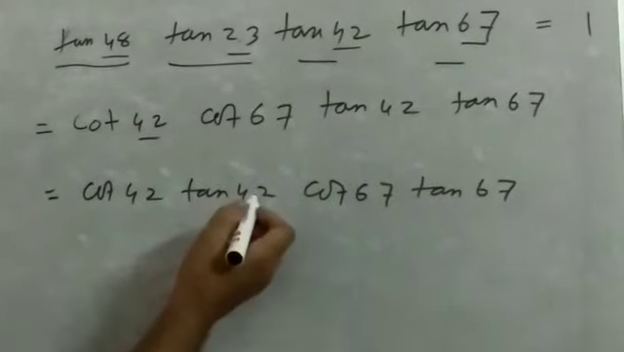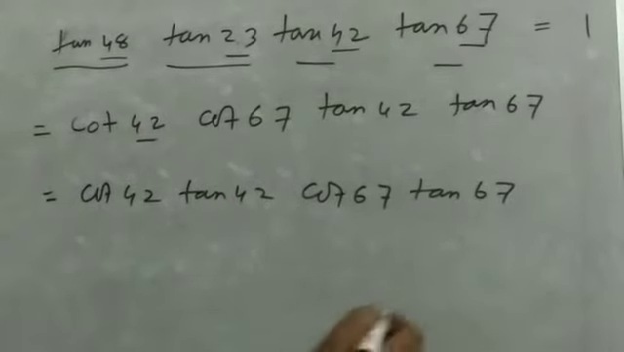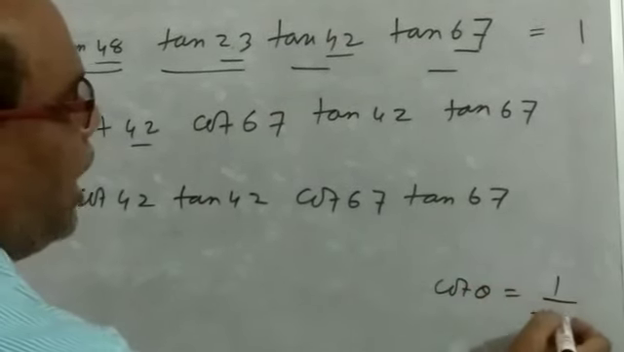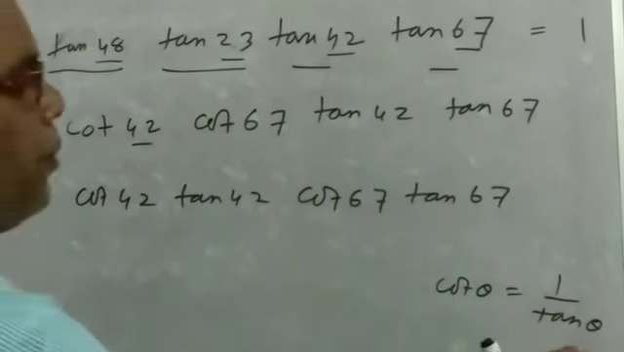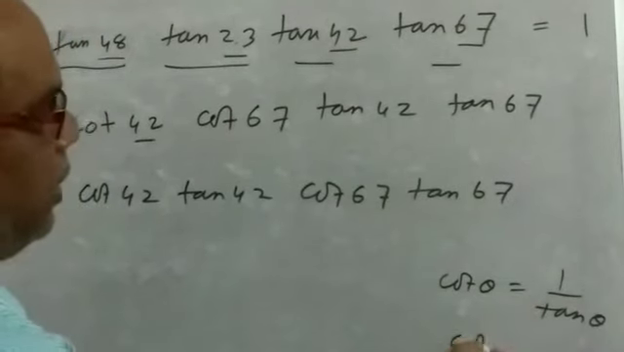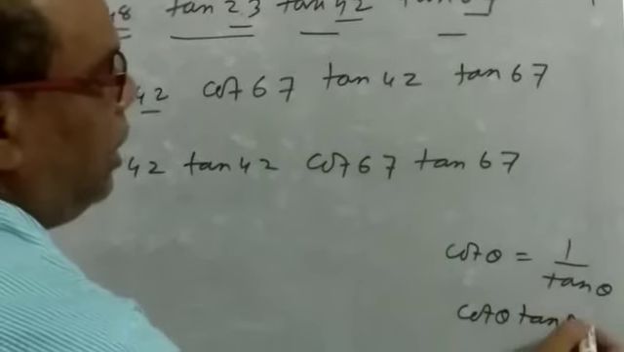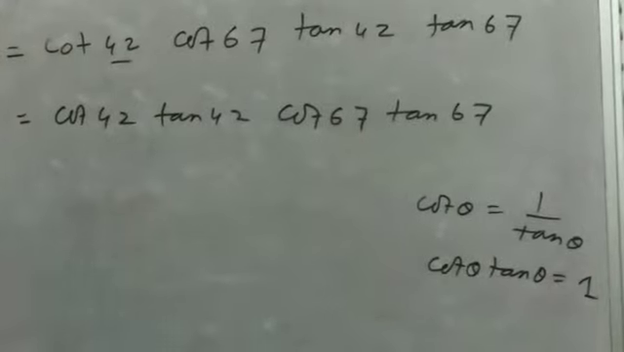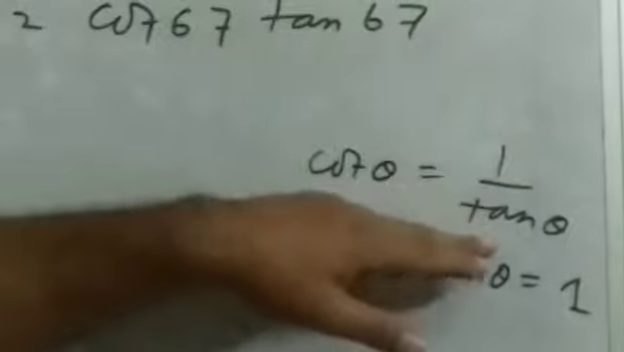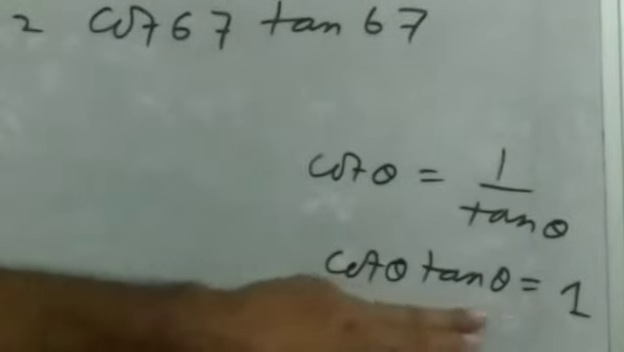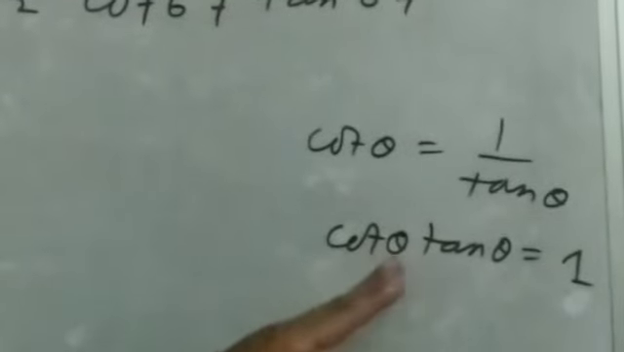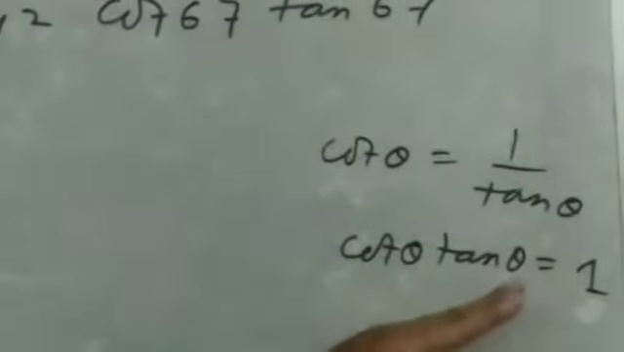Now you see, we know that cot theta we can write as 1 by tan theta, meaning tan is the opposite of cot, or cot is the opposite of tan. Is that clear? If we cross multiply, then cot theta into tan theta is equal to 1. The product of these two opposite ratios is equal to 1. Here one condition is that the theta angle should be the same. Here theta, here must also be theta.